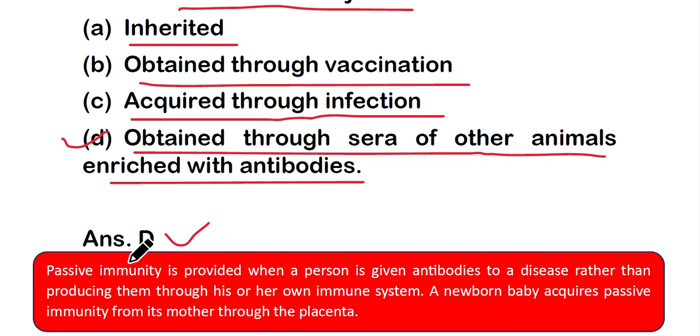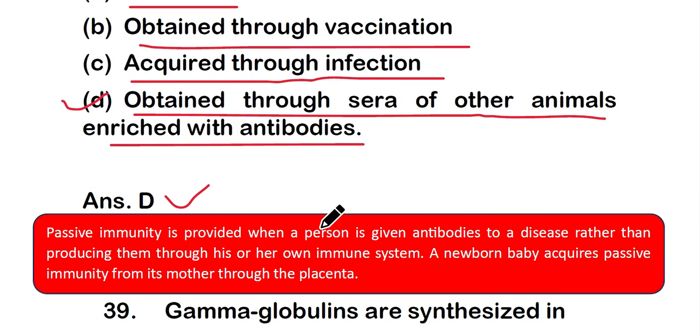Okay, and this passive immunity is provided when a person is given antibodies to a disease rather than producing them through his or her own immune system. So in passive immunity, the antibodies are given from outside, and a newborn baby acquires passive immunity from its mother through the placenta. Okay, so this is all about passive immunity.